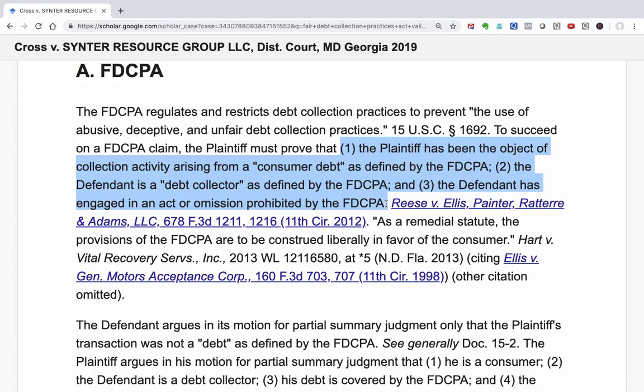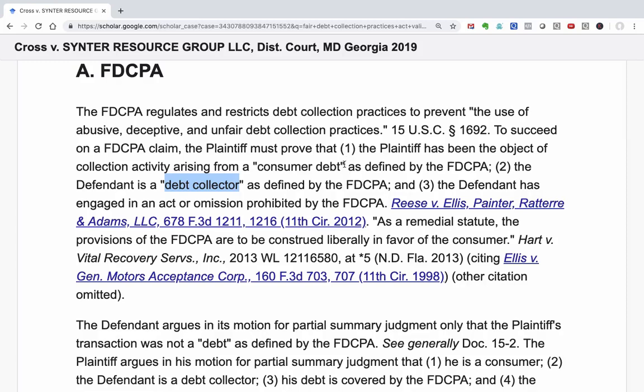Some judges will break the FDCPA down into 4 elements and some will do it in 3. This particular judge in Georgia does it in 3 elements. It's all the same thing, it just depends on how you want to word it. But this judge says, number 1, the plaintiff has been the object of collection activity arising from a consumer debt. Number 2, the defendant is a debt collector.